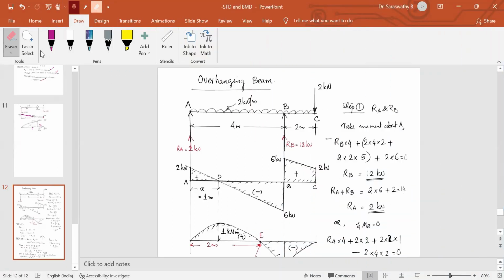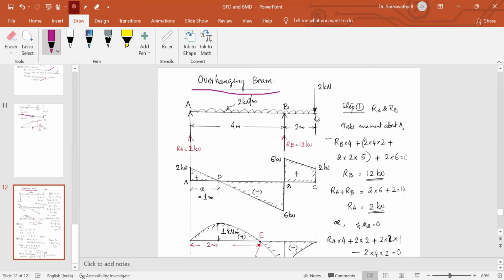We are going to discuss in this class a simply supported beam with overhang, or an overhanging beam. See, simply supported beam AB, and BC is the overhanging portion, overhanging to the right of B. It carries a uniformly distributed load of 2 kilonewton per meter over the 6 meter length, and there is a point load, or a concentrated load, of 2 kilonewton at the free end C.